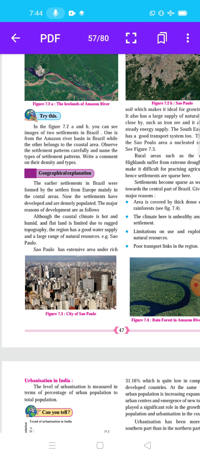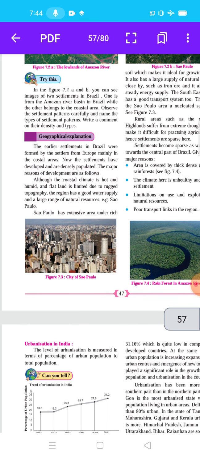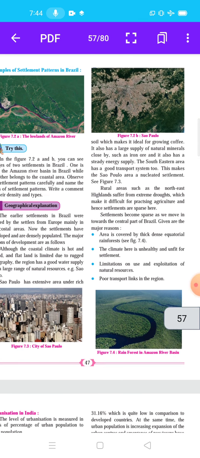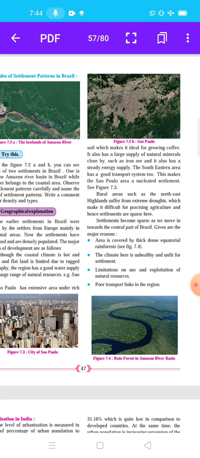Example of Sao Paulo. See figure 7.3, the city of Sao Paulo. Sao Paulo has an extensive area, meaning a large area, under rich soil which makes it ideal for growing coffee. It also has a large supply of natural minerals close by such as iron ore, and a steady, constant energy supply. The southeastern area has a good transport system too. This makes the Sao Paulo area a nucleated settlement.